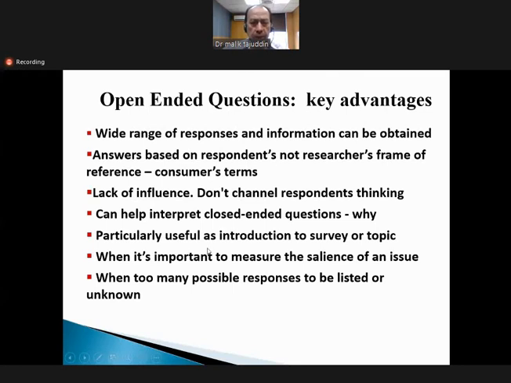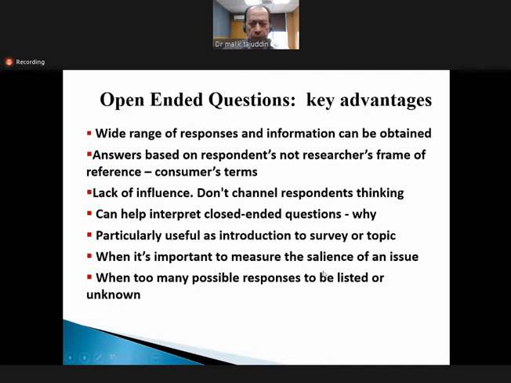Particularly, these open-ended questions are useful as an introduction to the survey or the topics. What do you think about this thing? How do you assess these things? What is your attitude? So at the starting of the topic, you may give some open-ended questions, and then gradually you may come to the closed-ended questions. Or in another way, if you do not have any information on any subject, topic, or problem in that community, you may go with open-ended questions like a qualitative research, and then after looking at the responses, you may go for another survey with closed-ended questions.